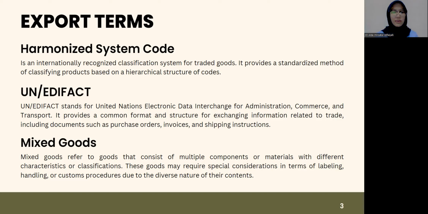Then the sixth one, we have mixed goods. It can belong to both export and import terms. However, in this context, it is categorized as an export term because it refers to goods that are exported and consist of multiple components or materials with different characteristics. These goods may require special considerations in terms of labeling, handling, or customs procedures due to the diverse nature of their contents.